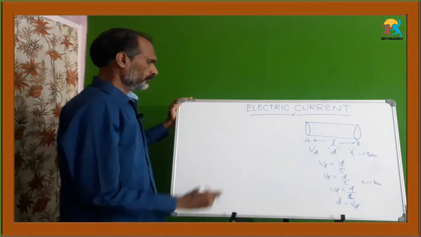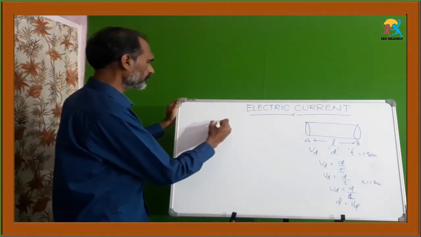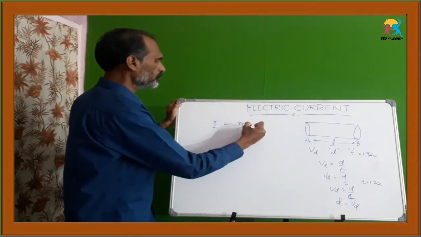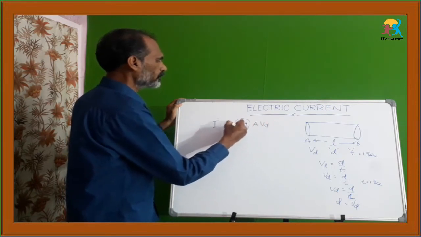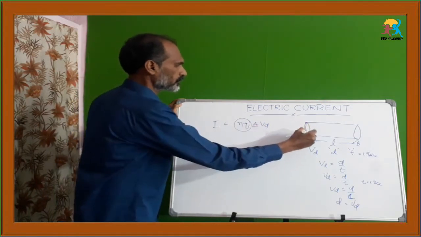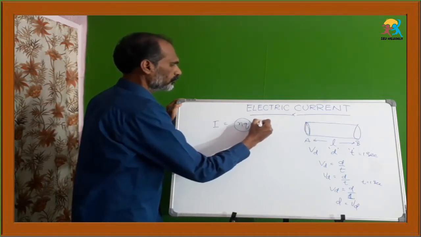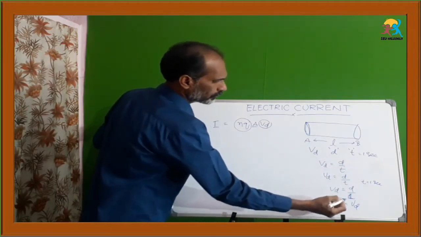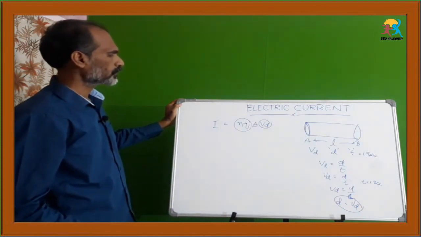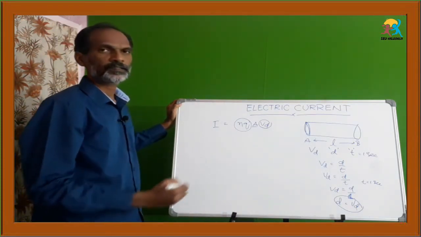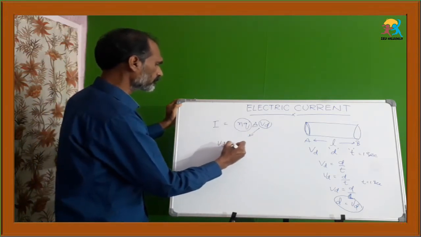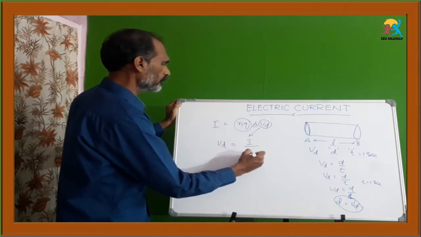Now the electric current in the given electric conductor can be calculated in terms of nqAVd. n is the number of charged particles, A is the cross-sectional area of the conductor, and Vd will be the length of the conductor which the electrons pass through. Then by this formula we can find the drift velocity: Vd is equal to I by nqA.